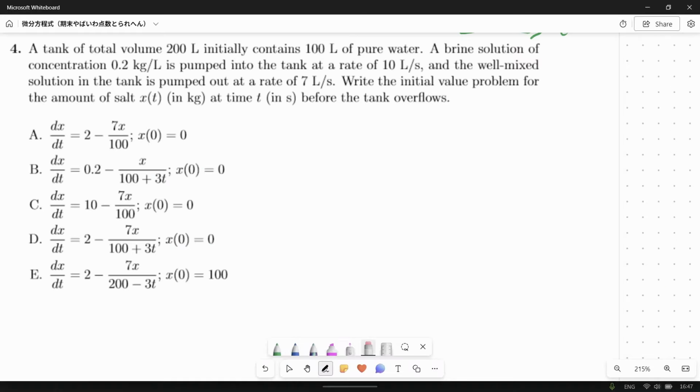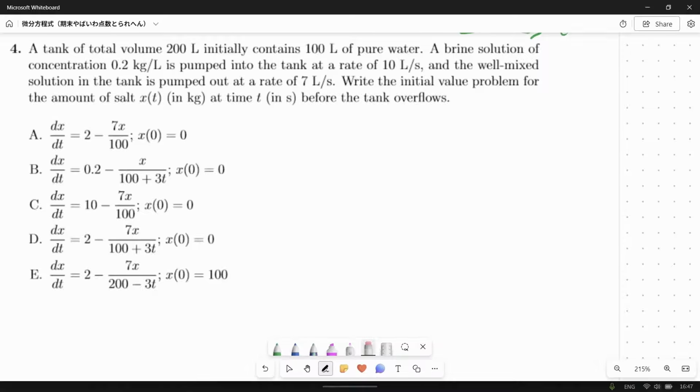Okay, so in this question, we are given a tank of total volume 200 liters, which initially contains 100 liters of pure water. A brine solution of concentration 0.2 kilograms per liter is pumped into the tank at a rate of 10 liters per second, and the well-mixed solution in the tank is pumped out at a rate of 7 liters per second. So write the initial value problem for the amount of salt x of t in kilograms at time t in seconds before the tank overflows.